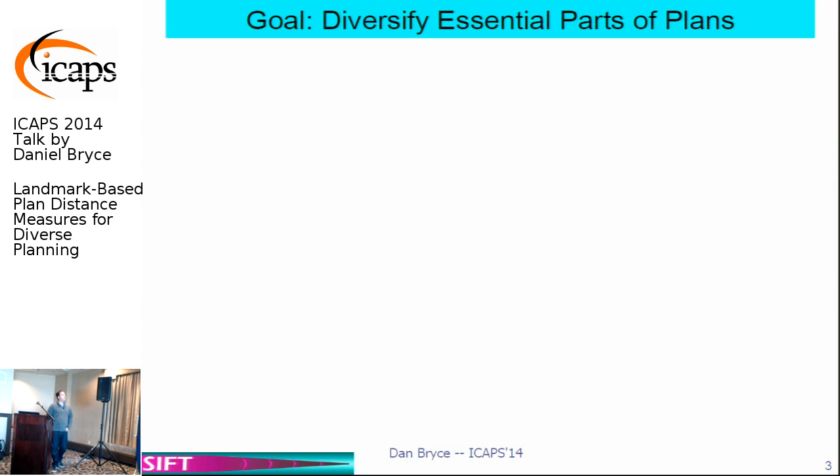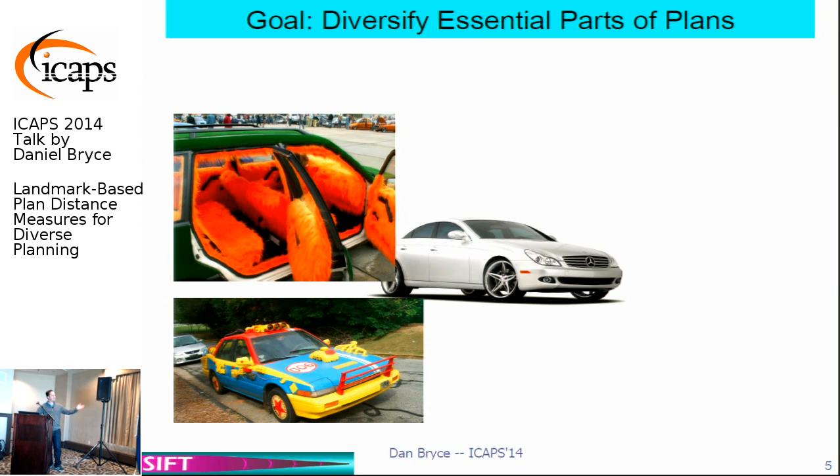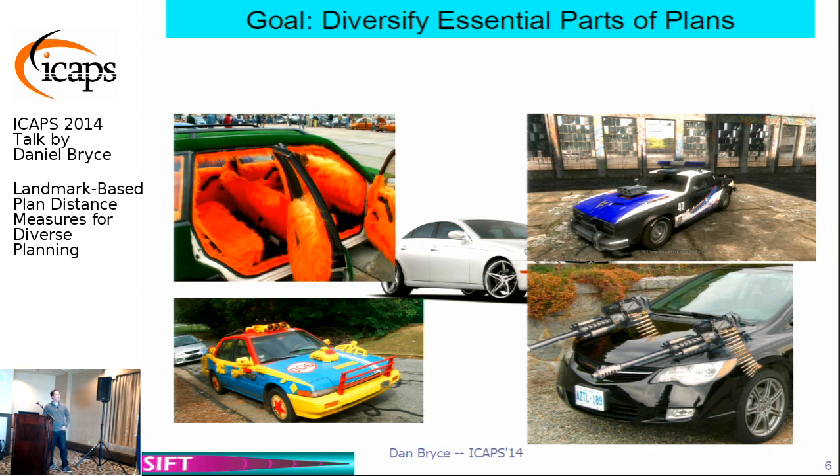The goal of this work is looking at how to diversify essential parts of plans. Imagine we have a plan that looks like this. We can diversify this plan in a couple of ways. We could add some nice interior or some doodads on the outside, or we could soup up the engine and add some machine guns. Depending on what your goal is, your diversity, your relevance is going to be different. I can come up with scenarios where I might want one of the cars on the right, but I'm having a harder time with the ones on the left.